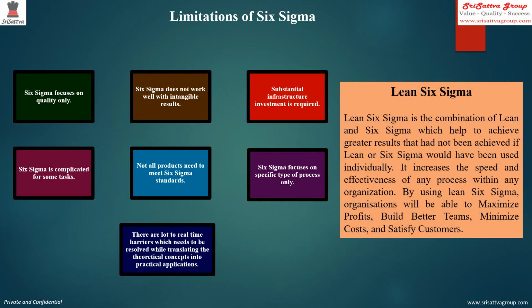Lean Six Sigma. Lean Six Sigma is the combination of Lean and Six Sigma, which helps to achieve greater results that would not have been achieved if Lean or Six Sigma had been used individually. It increases the speed and effectiveness of any process within any organization. By using Lean Six Sigma, organizations will be able to maximize profits, build better teams, minimize costs, and satisfy customers.